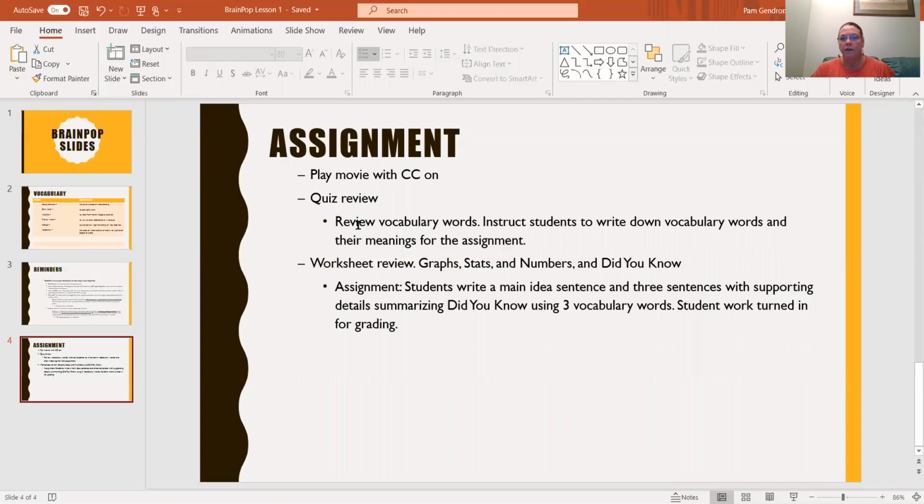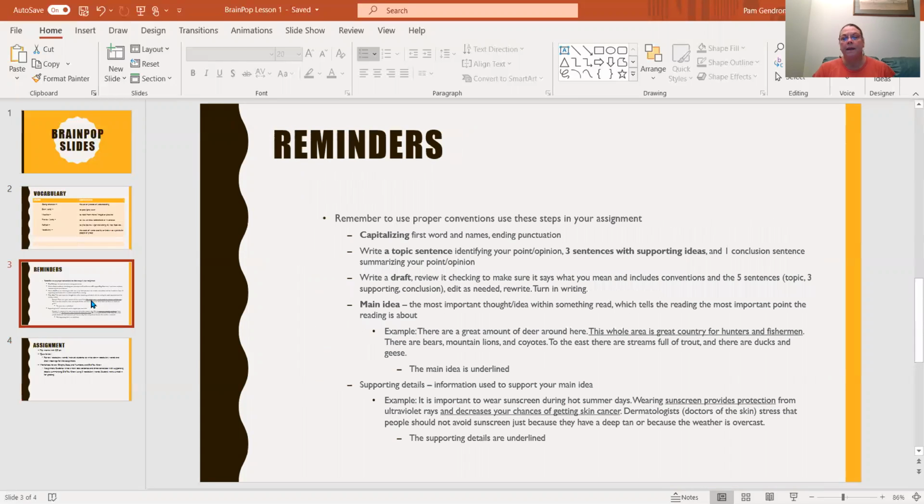We've already played the movie, done the quiz, reviewed the vocabulary words, and so now the assignment, you're going to write a main idea sentence and three sentences with supporting details summarizing Did You Know? using three vocabulary words. And you're going to turn in that paper for credit. So you're going to write the main idea with three supporting sentences, and you need to use three vocabulary words.